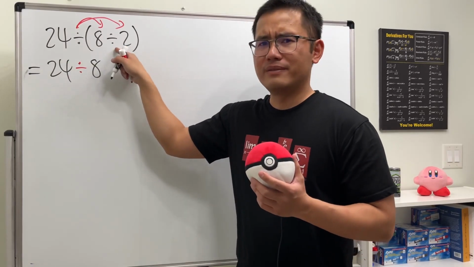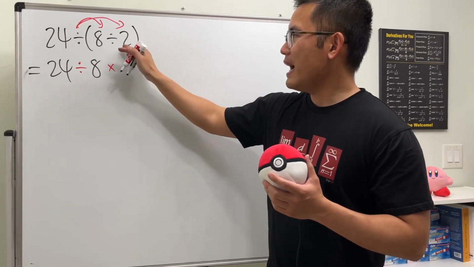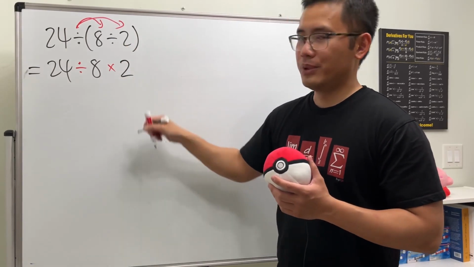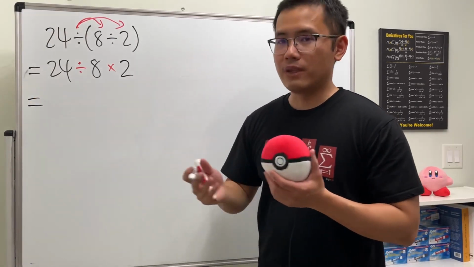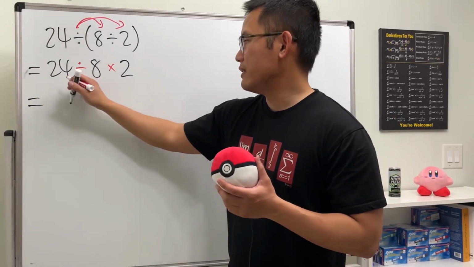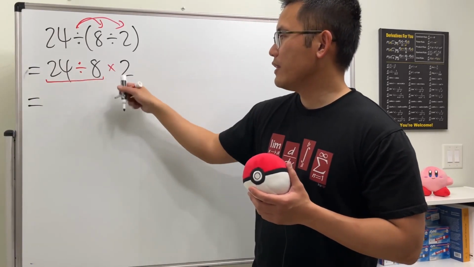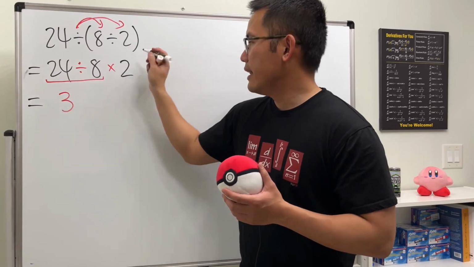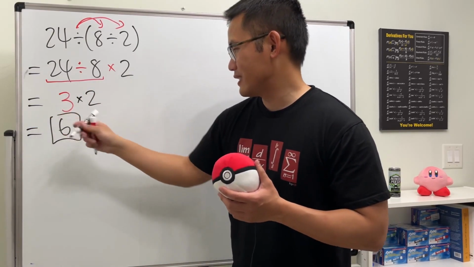Next though, division. Multiply by this division. We are actually going to turn that into a multiplication. So in fact, we will have to multiply this by 2. Okay, and once we have this, we can just do this from left to right, because we only have division, also multiplication, left to right. So 24 divided by 8, we get 3, and then we multiply this by 2, and of course work that out, we will get 6.